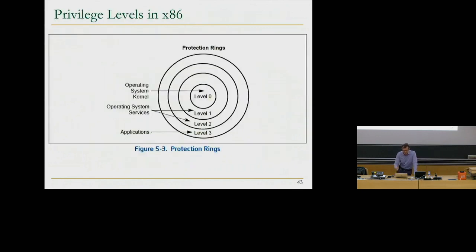Okay, so these are the privilege levels in x86, right? And the operating system has the highest privilege. And then after that, there are different service levels by the operating system. And then applications actually have the lowest privilege. These are called rings in x86, yes?